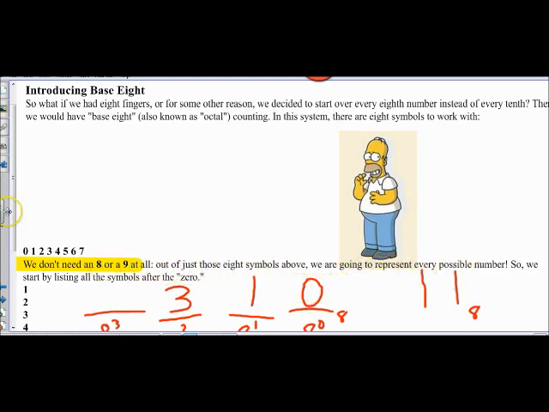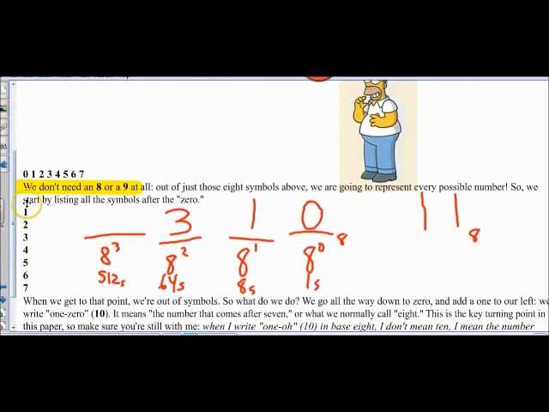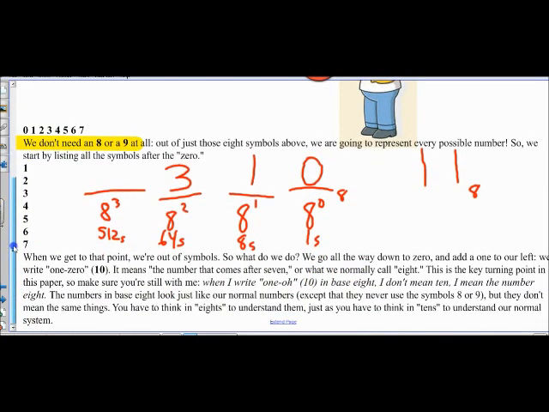So we start by listing all of the numbers after 0, 1, 2, 3, 4, 5, 6, 7, and then instead of writing 8, again, the number 8 would not exist in base 8 system. It would be 1 8 and no 1s. So we would write 1, 0. That actually means 8. 1 8 and no 1s. And so we wouldn't say 10. We wouldn't say 8 either. We would say 1, 0. Okay? Because it's not 10 in base 8.